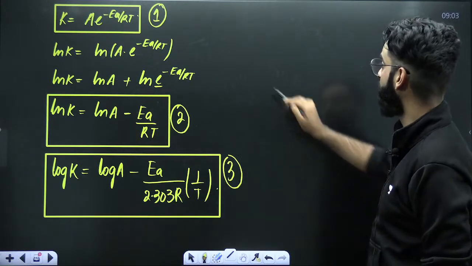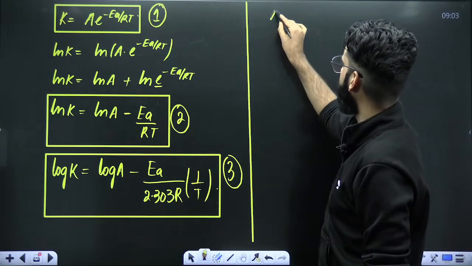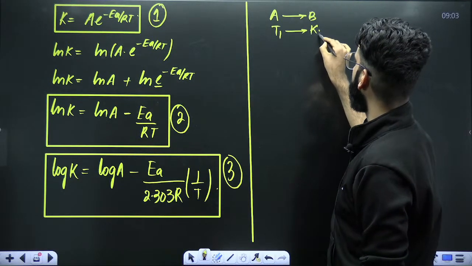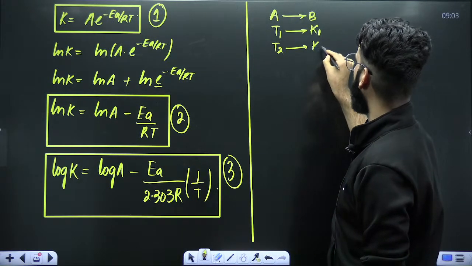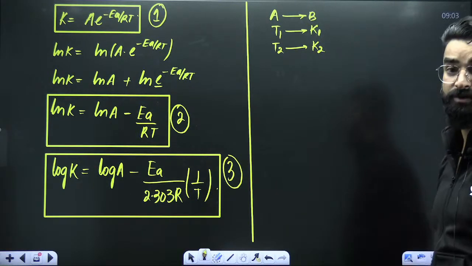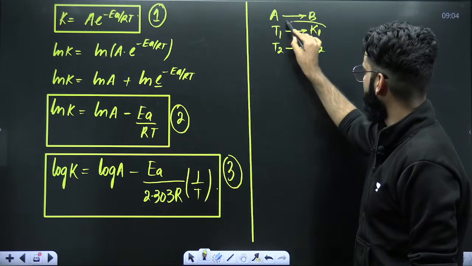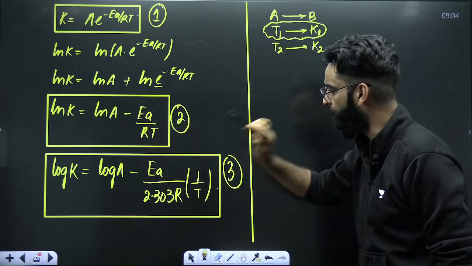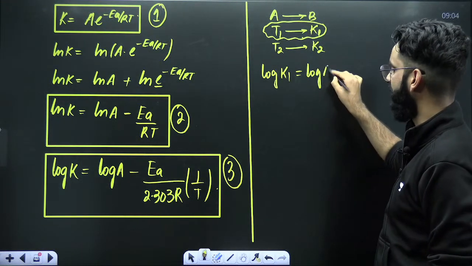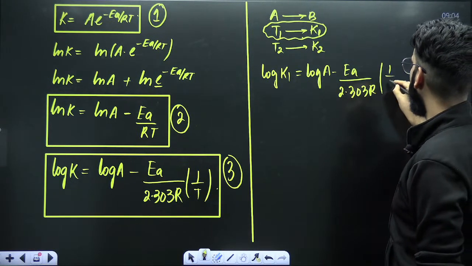What is that? One more form. Have a look. Guys, for example, you have got a reaction A gives B. At temperature T1, assume that its rate constant is K1. At temperature T2, assume that its rate constant is, for example, K2. I'm assuming things. Now, my dear students, if I introduce this particular condition into this equation, what do I get? I'll be getting log of K1 is equal to log of A minus Ea divided by 2.303 R, and now it's going to be 1 divided by T1.